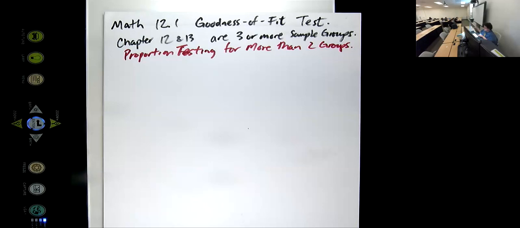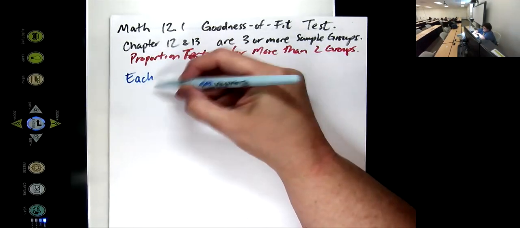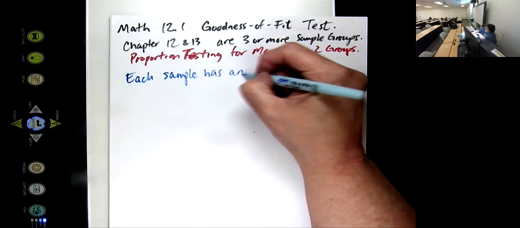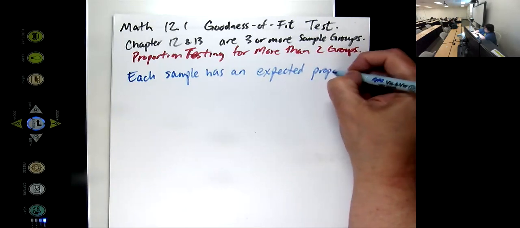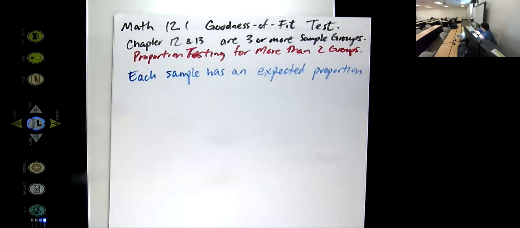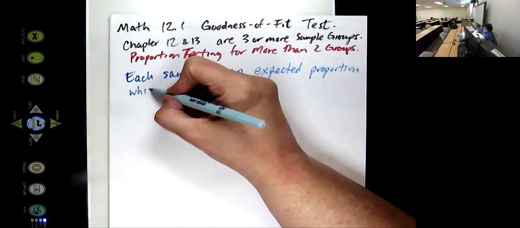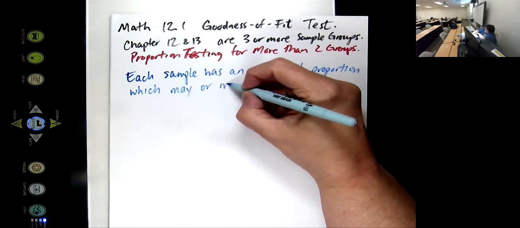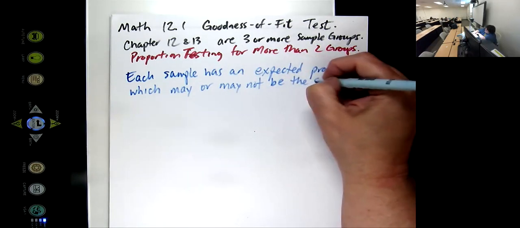So what we do is, the idea here is that each sample has an expected proportion, which may or may not be the same as other groups.